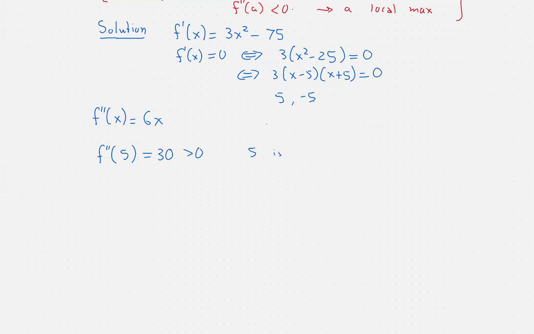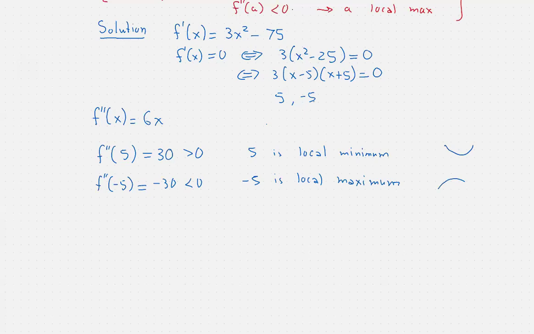Okay, so remember here the shape of a concave up function is the shape of a smile. That's the shape of a local minimum. And also f double prime at negative 5 is going to be negative 30. That's less than 0. And negative 5 is a local maximum because we can directly use the second derivative test. And this implies that the shape of a frown gives us a local maximum.